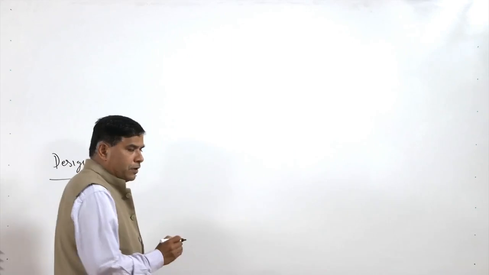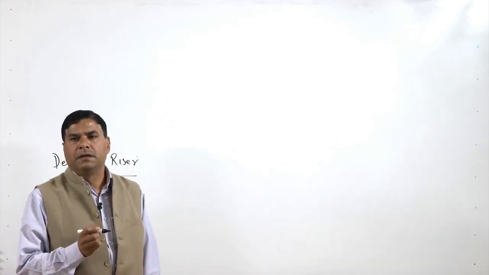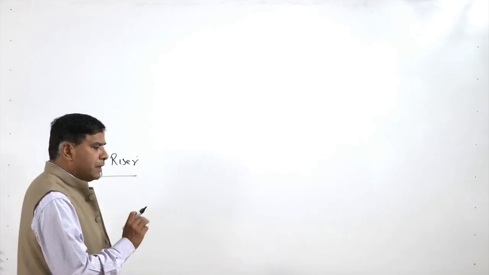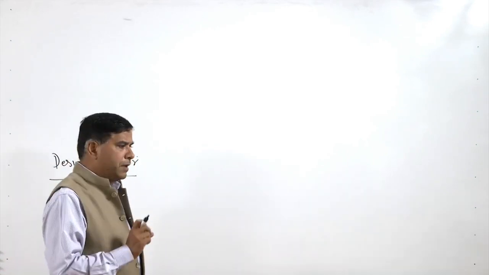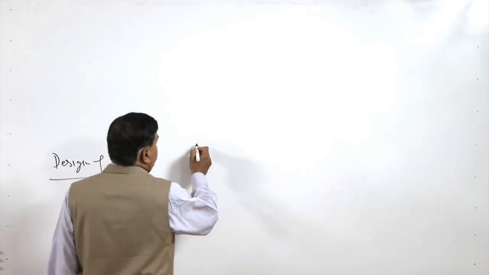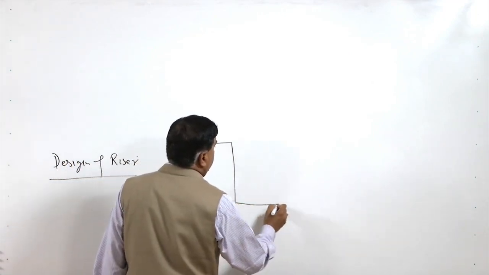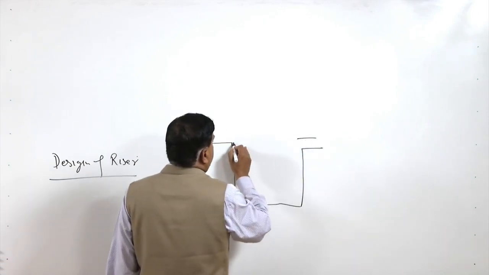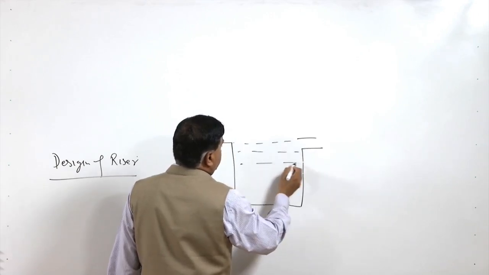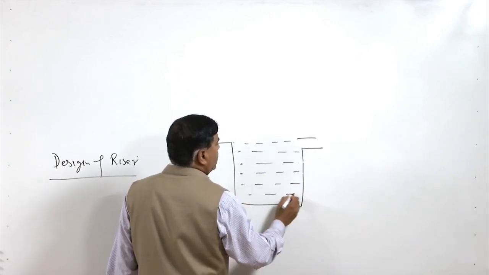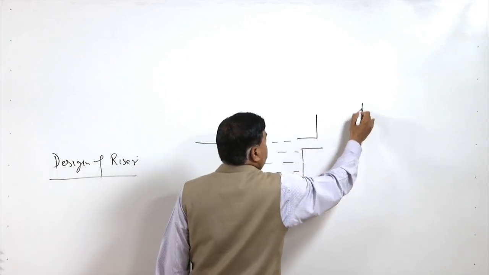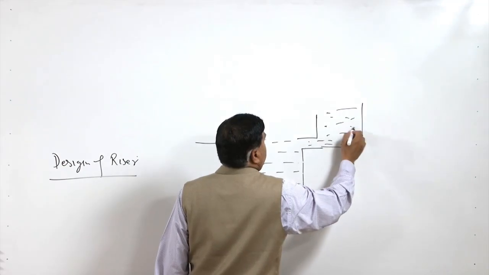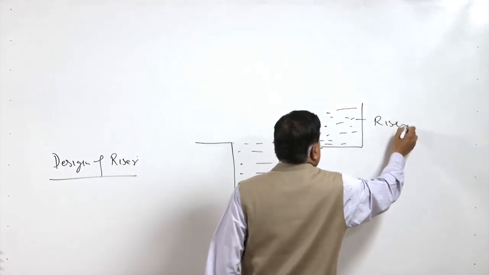We know that the role of the riser is to feed the molten metal to the mold, so that the shrinkage related to the liquid to solid state transformation can be compensated. Say this is the mold and here we have the riser. If any shrinkage takes place due to this transformation from the liquid to the solid state, that needs to be compensated by feeding the molten metal present in the riser. So, this is say the riser.